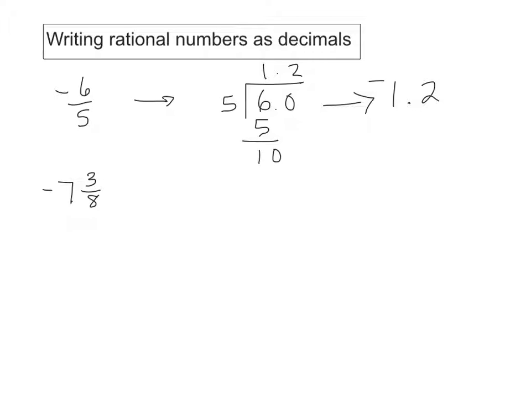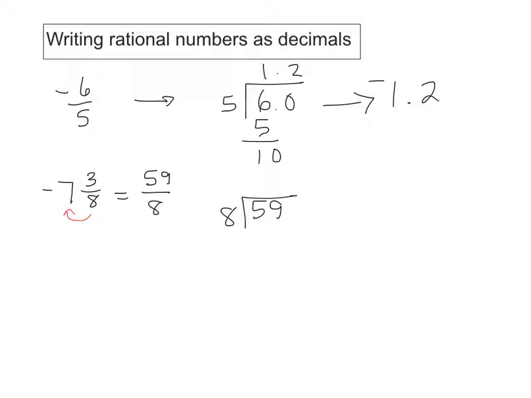For my second problem, there's kind of two ways you could do this. You could just focus on the fraction part and convert the 3/8 to a decimal and then add 7 to that. Or you could make the mixed number an improper fraction. So I would go 8 times 7, which is 56, and then add the 3. So I would get 59/8, and then use division. So 59 divided by 8.